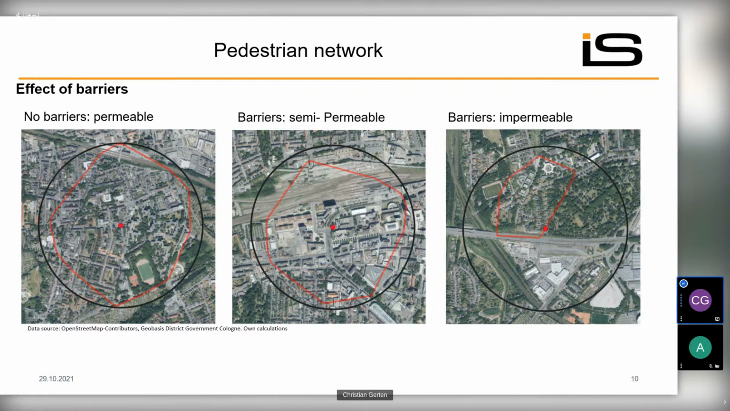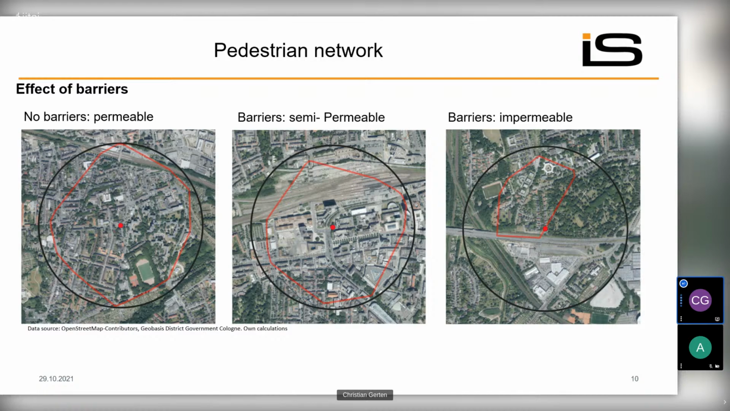The second example represents some semi-permeable barriers. We are here near the central station in Dortmund. But here we can see that there are some minor sneaky ways through the tracks and the train station.